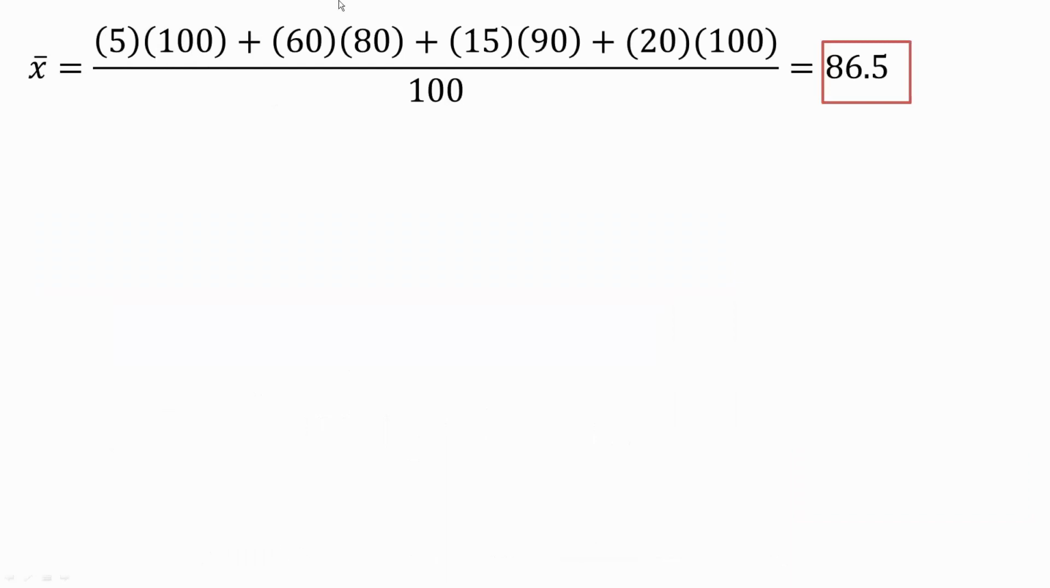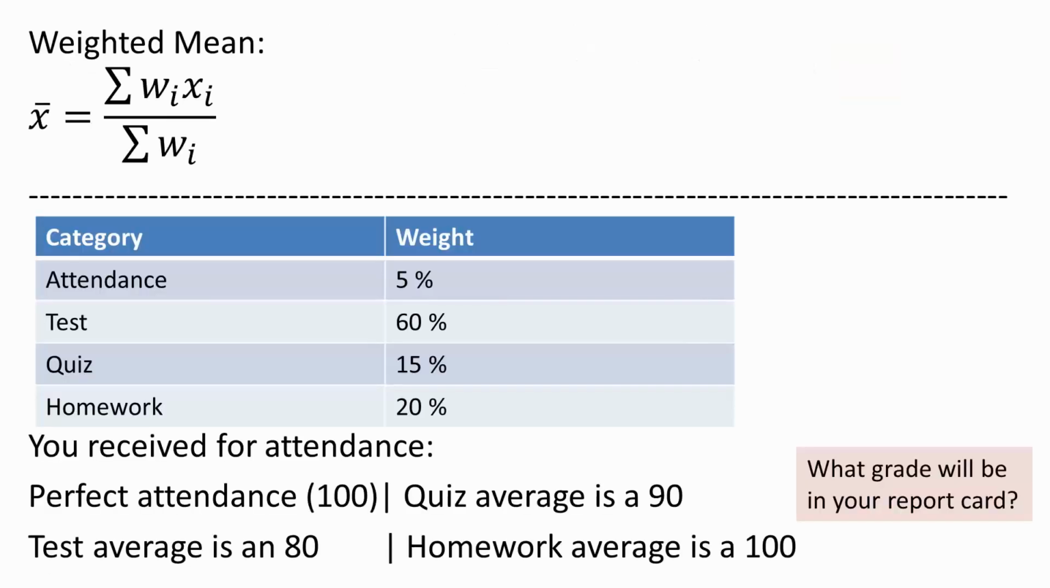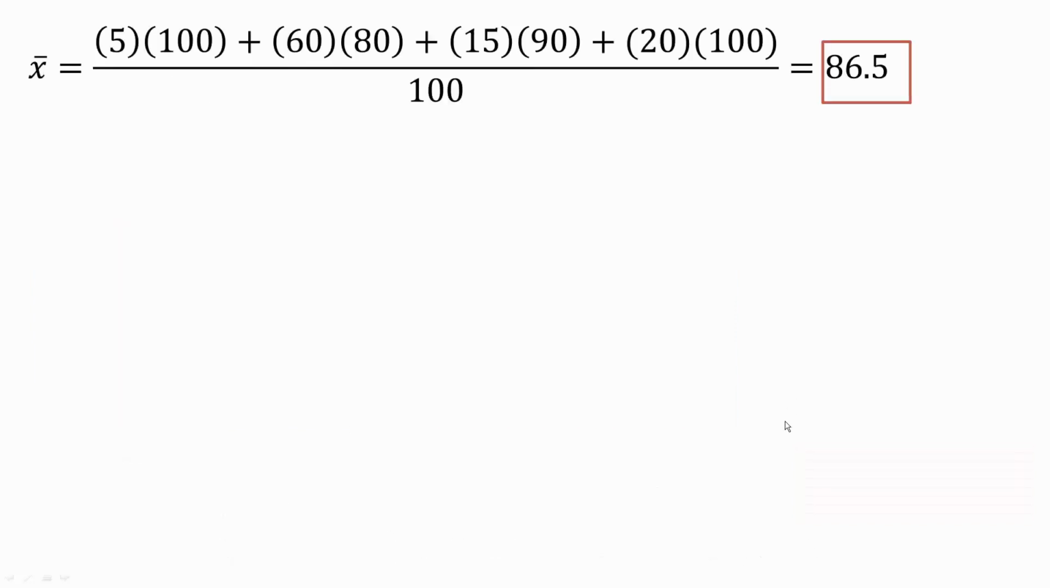And so if you use a calculator, this right here would give us an 86.5. So your report card grade will be 86.5, or maybe if you're lucky, it would round to an 87. And let's think, does this actually make sense? You did pretty low on your test, average is an 80, and that's worth a lot, 60%. But your perfect attendance and your perfect homework helped your grade up to an 87. That pretty much makes sense. That's pretty much it regarding weighted mean.